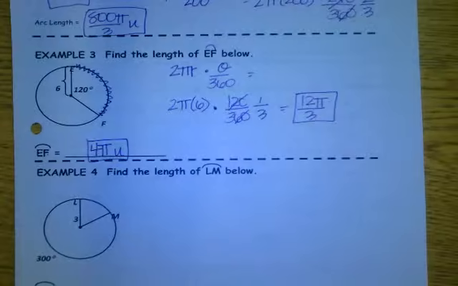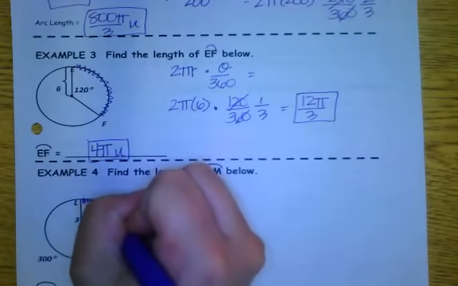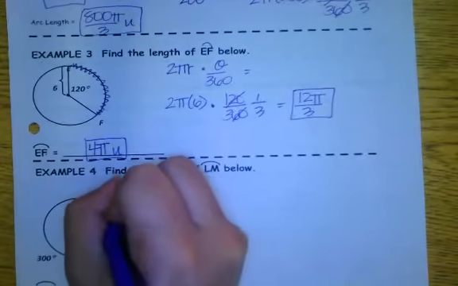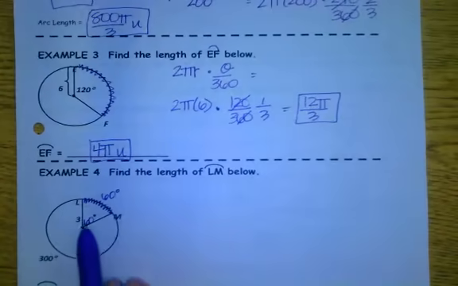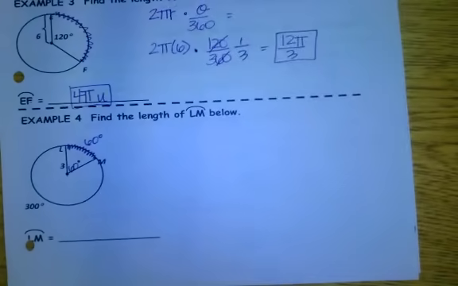Okay, find the length of LM. What is the central angle measure? How do you know that? Because 360 minus 300 is 60. How did you know that this central angle is 60? Because the central angle is equal to its arc. Very good. The central angle is the same measure as its minor arc.